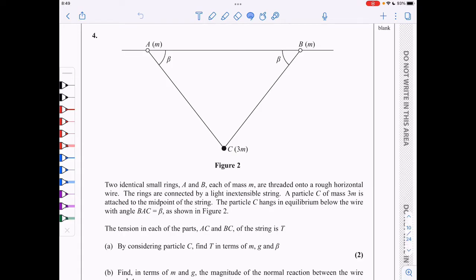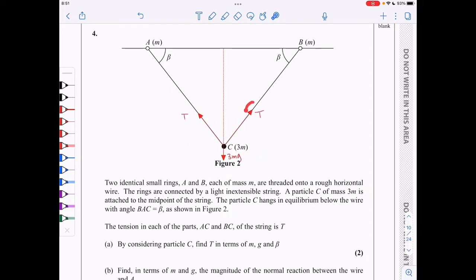In question 4, we've got two identical small rings, A and B, each of mass m, threaded onto a rough horizontal wire. The rings are connected by a light inextensible string. This is the string here. A particle C of mass 3m is attached to the midpoint of the string. It hangs in equilibrium below the wire with the angle BAC being β, as shown in the figure. The tension is T, and by considering the particle C, we need to find T in terms of m, g, and β.